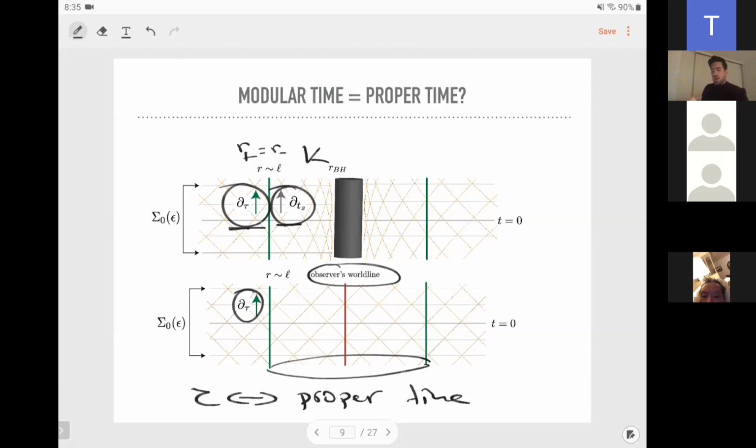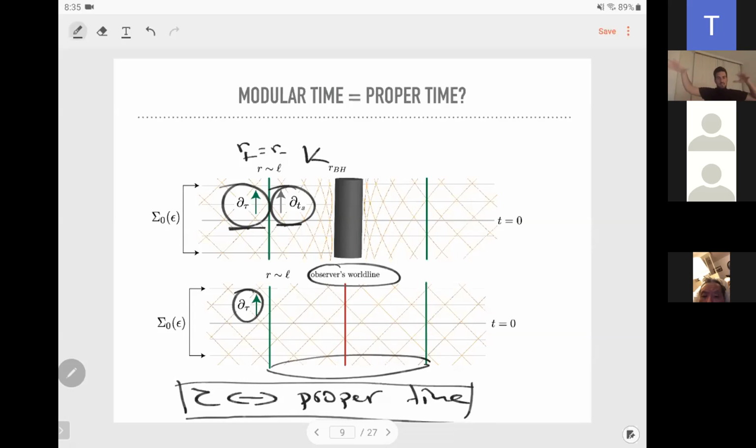So this is a very quick and simple argument, mostly an illustration of why you should expect this modular Hamiltonian, or the modular clock, the modular time, to be related to the proper time of the probe. However, this is not an exact statement. There are corrections to that statement. An assumption in deriving this correspondence was that the atmosphere was in thermal equilibrium.